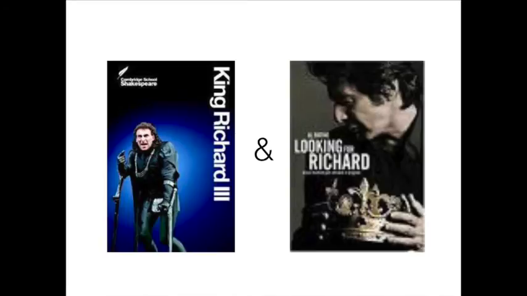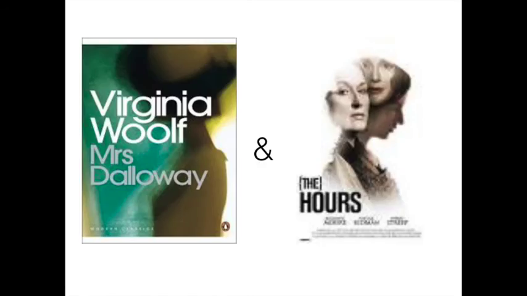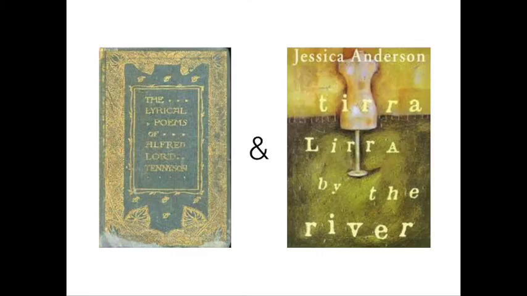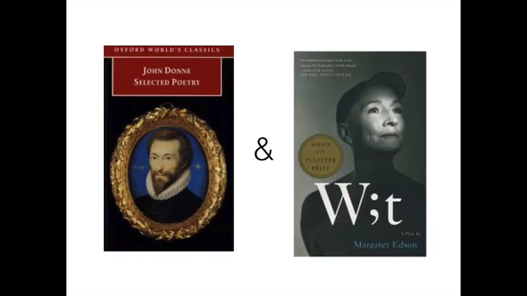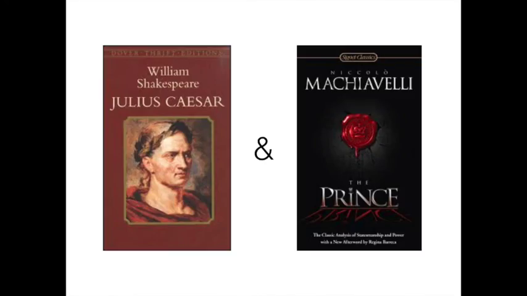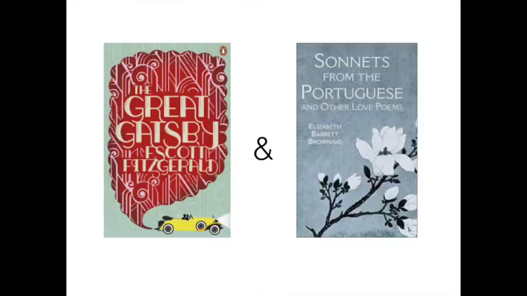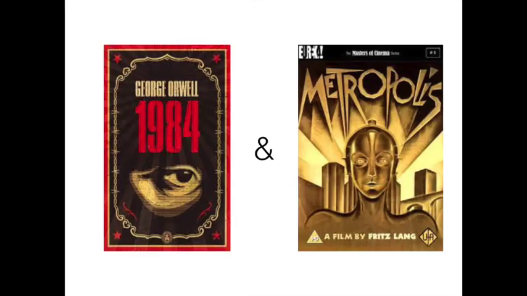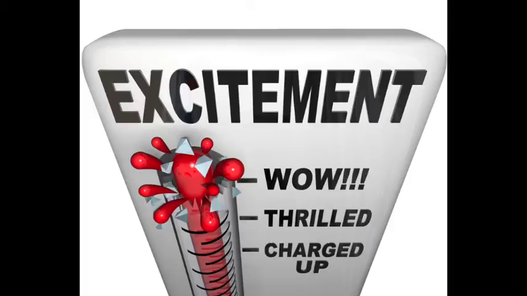King Richard III and Looking for Richard, or Mrs. Dalloway and The Hours, or Pride and Prejudice and Letters to Alice on First Reading Jane Austen, or The Poetry of Lord Alfred Tennyson and Tirra Lirra by the River, or The Poetry of John Donne and Wit, or Julius Caesar and The Prince, or The Great Gatsby and the Poetry of Elizabeth Browning, or Dubliners and the Poetry of Seamus Heaney, or 1984 and Metropolis. These texts are enough to send a frisson of excitement down the spine of any English teacher.